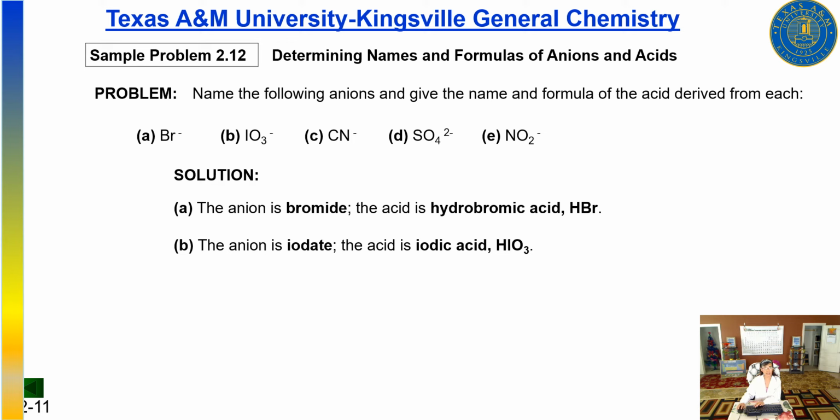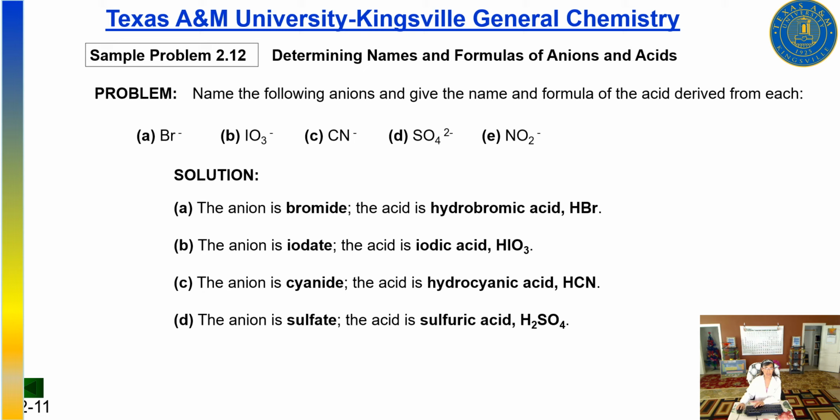Third one, CN negative. Anion CN negative is called cyanide. Therefore, you form a compound by adding hydrogen to this cyanide. So you call it hydrocyanic acid, HCN.